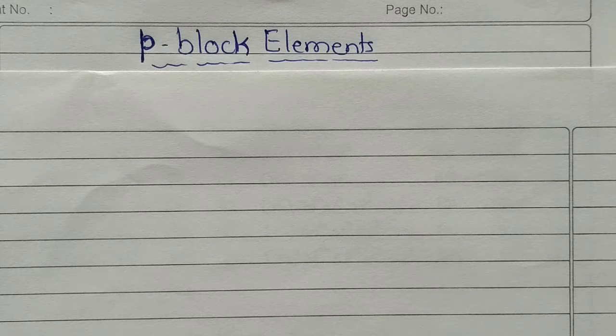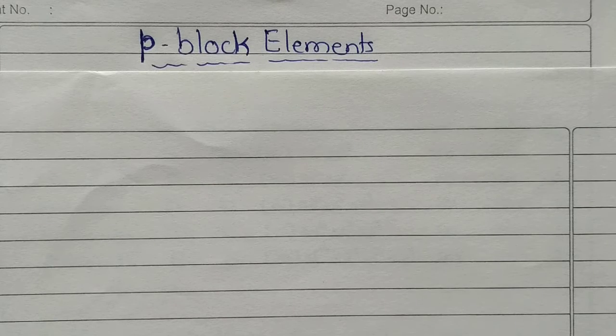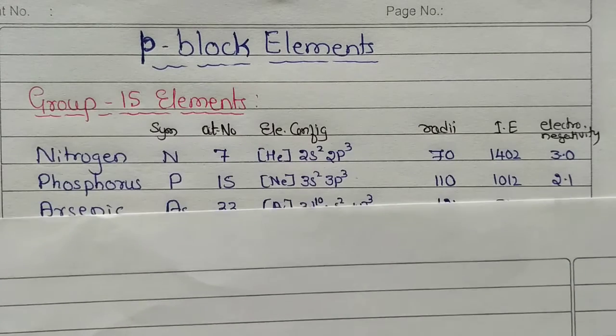15th group elements consist of nitrogen, phosphorus, arsenic, antimony and bismuth. The 15th group is also known as the nitrogen family. So first element is nitrogen, then phosphorus, then arsenic, antimony and bismuth. Let us study some properties of these elements.